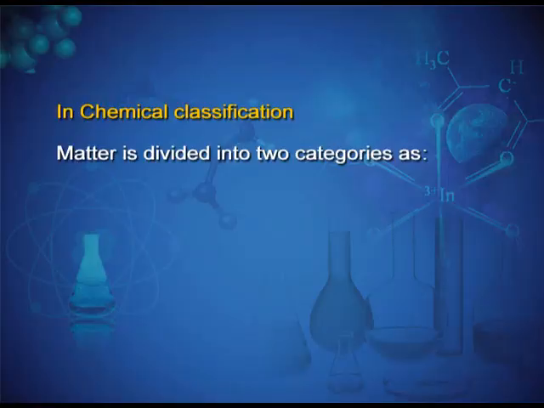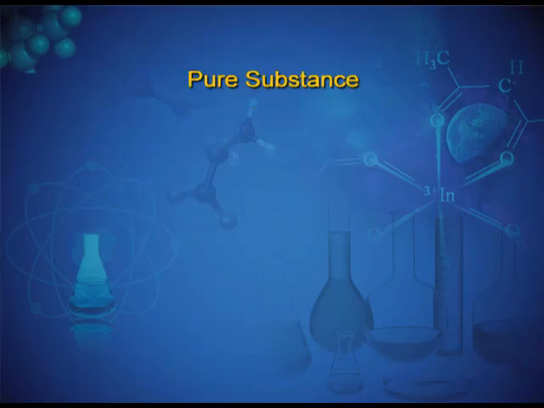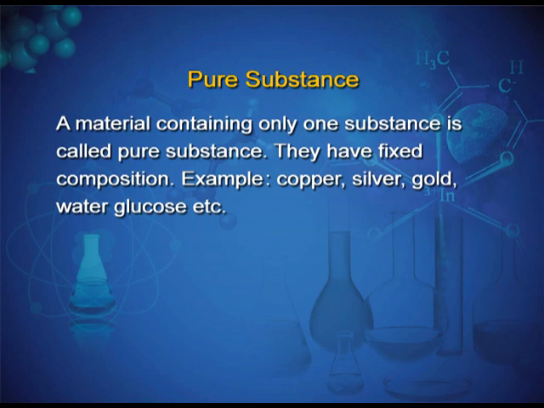In chemical classification, matter is divided into two categories: pure substance and mixture. Pure substance: a material containing only one substance is called a pure substance. They have fixed composition. Examples: copper, silver, gold, water, glucose, etc. These are examples of pure substances. A pure substance is further classified into two types.